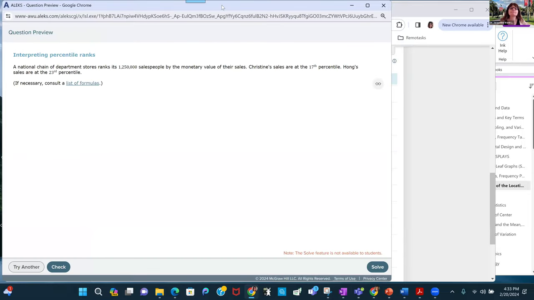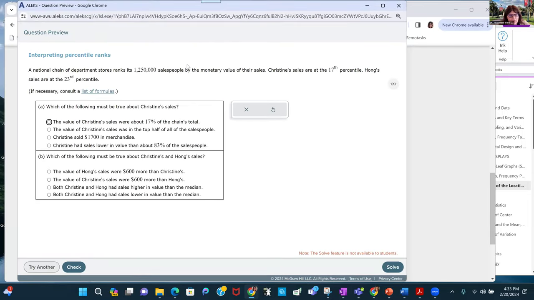Percentiles, interpreting percentile ranks. So a national chain of department stores ranks its 1,250,000 salespeople by the monetary value of their sales. Wow, that's a lot of salespeople. All right, Christine's sales are at the 17th percentile. And Hong's sales are at the 23rd percentile. And so then you're going to get some questions. So, which of the following must be true about Christine's sales?